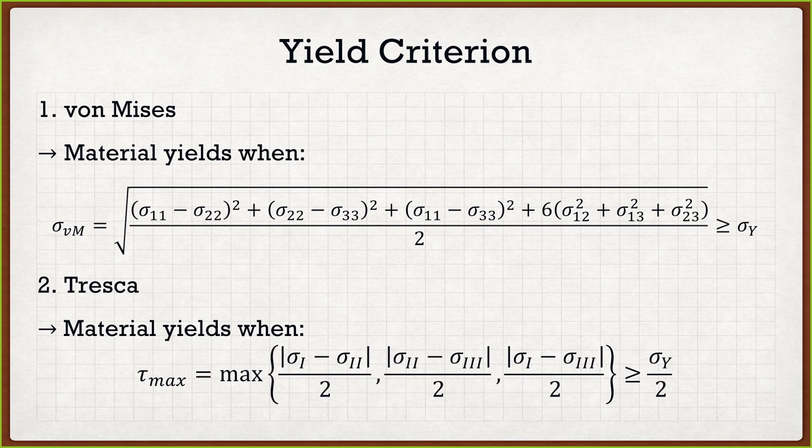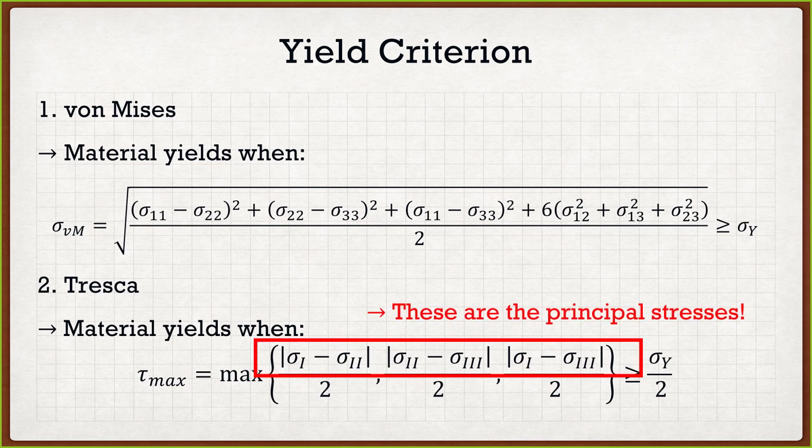The first trick is this. These sigmas are the principal stresses. They're not just the regular sigma 1, 1, 2, 2. These are always the principal stresses. So the first thing we're going to need to do for Tresca is to find those eigenvalues, those principal stresses. After that, we can substitute them in, and we can find what our maximum shear is.